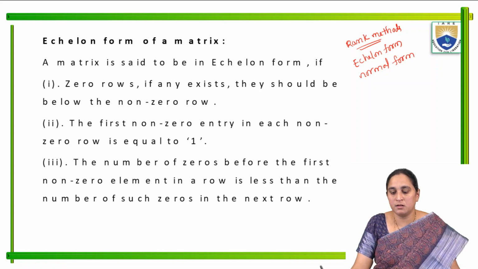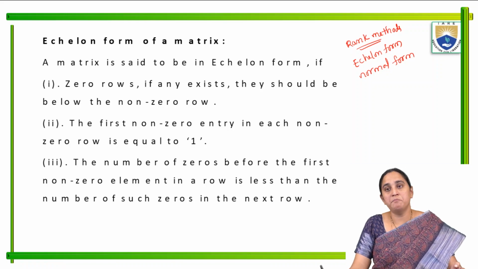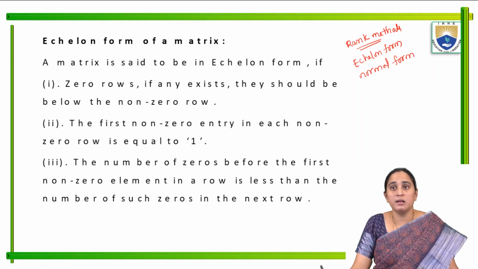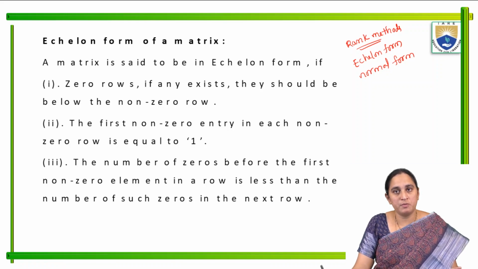Two methods are there in our syllabus. First one is the echelon form and another one is the normal form. First, I'll discuss the echelon form of a matrix. This is one of the methods for finding the rank of a matrix. Compared to the basic concept of the rank, here we can apply the echelon form for any matrix. Easily we can get the rank of any matrix.